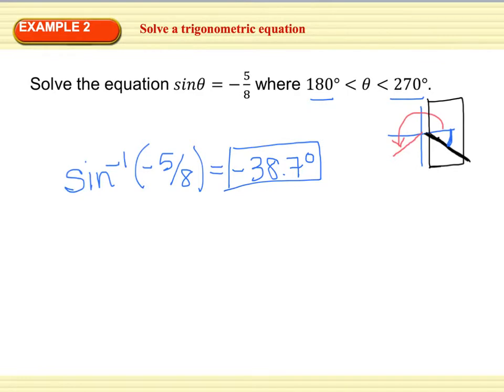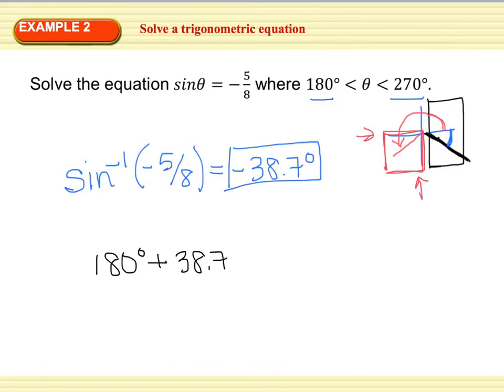And because I wanted to know the angle between 180 and 270 that gave me that same sine value of a negative 5/8, what I'm going to do is take my 180 degrees and add that to 38.7. So in other words, I know that my angle has to occur down in this quadrant. That's what my request has been. It has to be between 180, which is here, and 270, which is here.